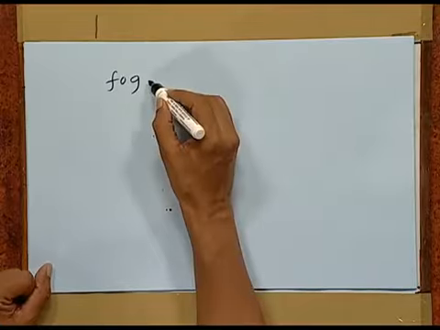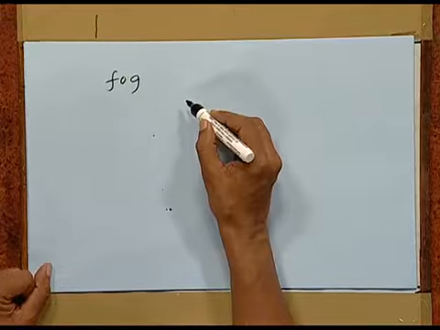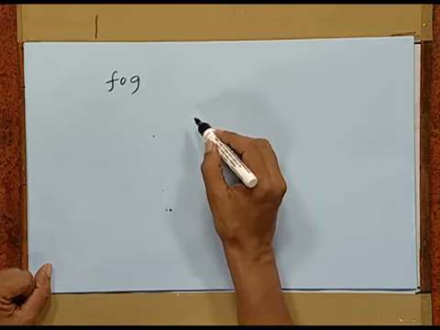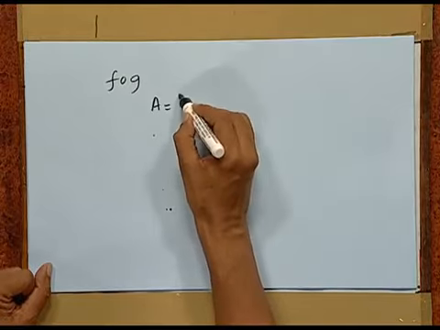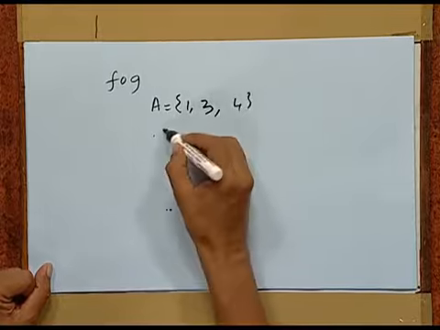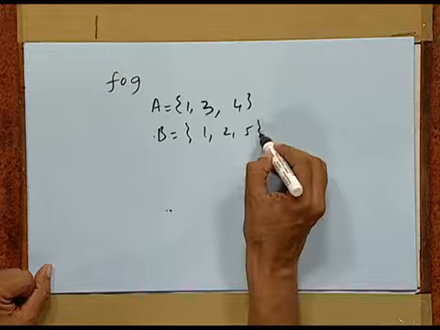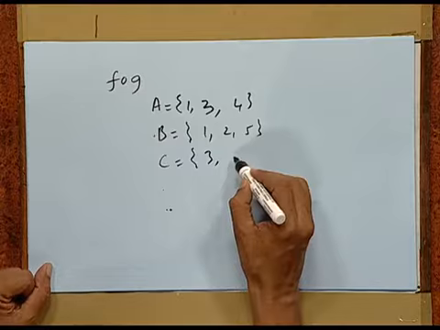Now we'll find FOG. For FOG, we first find G images and then we find f images. It means we have to start from B. Let us recall, our A was 1, 3, 4. Our B was 1, 2, 5, whereas our C was 3, 1.